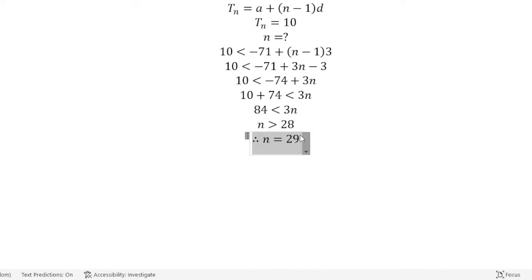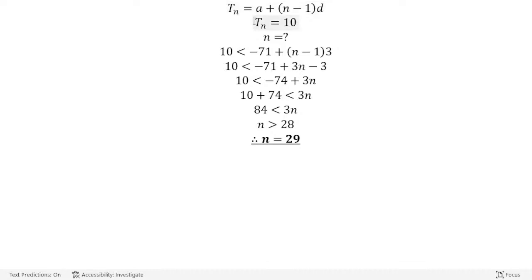Okay, let's recap. Question number 3 was saying use a formula to find which term in the arithmetic sequence. This is just a general question. We are not given the conditions. Then what is the arithmetic sequence? Negative 71, negative 68, negative 65. Now that's when the condition starts. The condition says, is the first term to exceed 10?